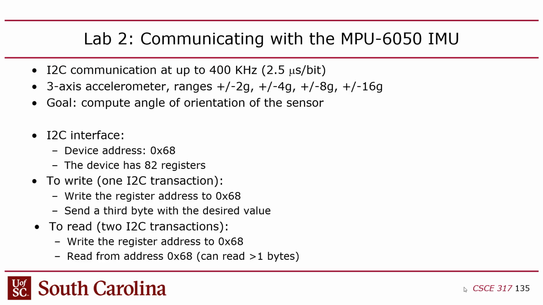So in Lab 2, we're going to do something that you don't normally do. We are going to communicate between the ESP32 and a slave device in a peripheral, which is going to be an IMU, an inertial measurement unit.